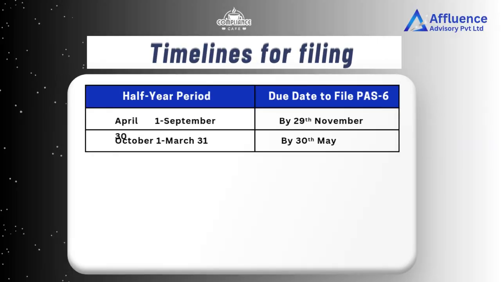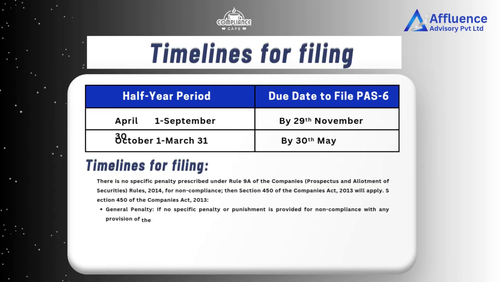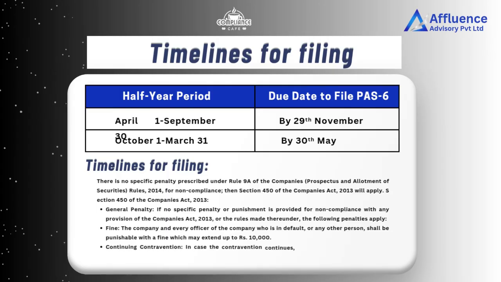For e-Form PAS-6, for the period April to September, the company should file Form PAS-6 before 29 November. And for the period October to 31st March, the company should file Form PAS-6 before 30th May. In default, as per Section 450 of the Companies Act 2013, the penalty is subject to a maximum of rupees 2 lakhs on the company and rupees 30,000 per officer in default.